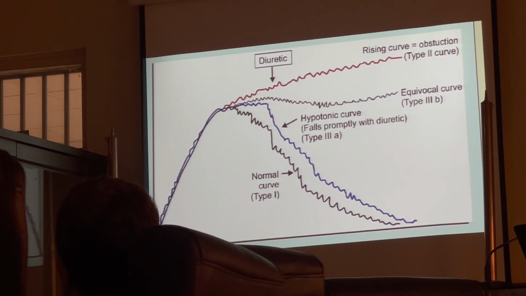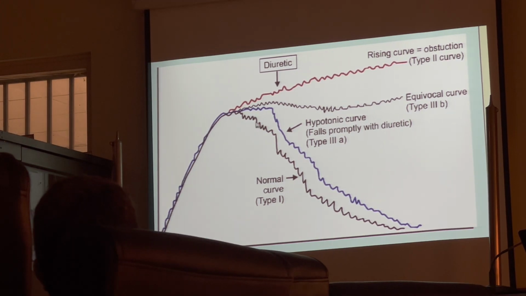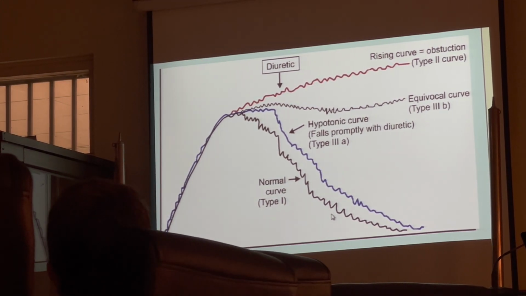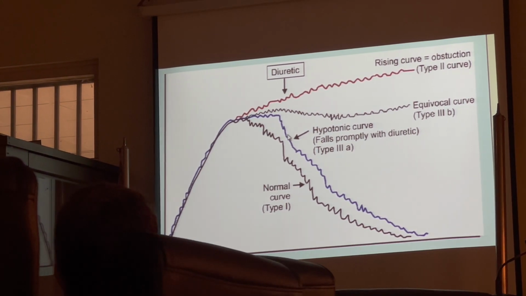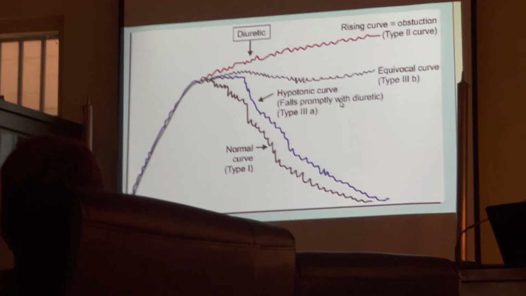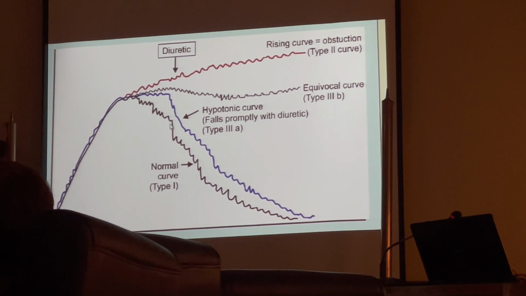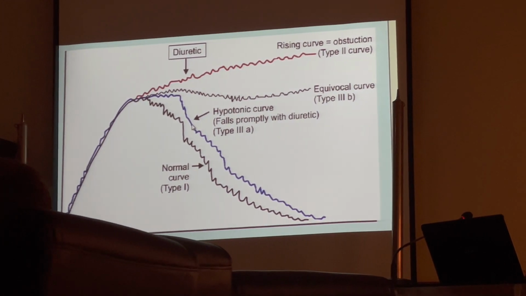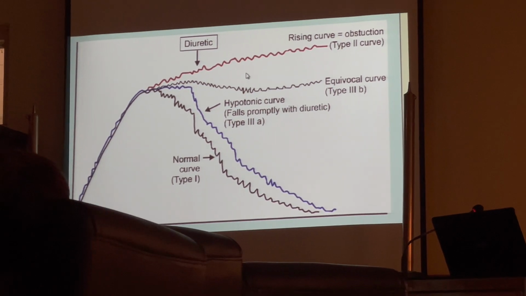Now these are different graphs shown here. This is the normal curve which is coming like this, type 1. Type 2 is hypotonic curve. It falls promptly with diuretic. It will not come down normally, but after the administration of diuretic here, the graph will be coming like this.